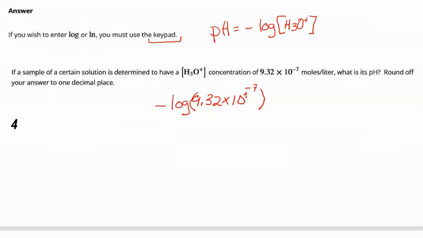Now give that a try and see what you get. Now you are to round off to 1 decimal place according to our instructions. So this will become 6.0, which is slightly acid, if you recall that scale. 7 being neutral, above 7 being alkaline, below 7 being acidic.